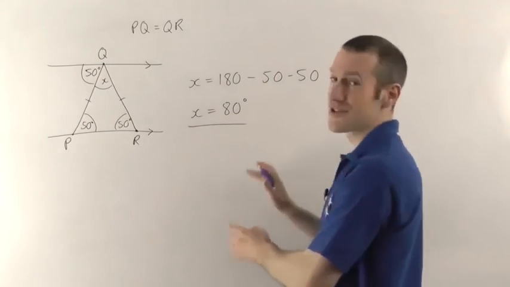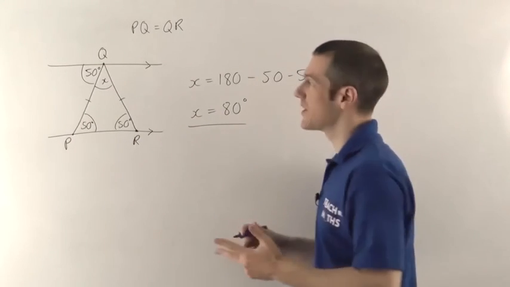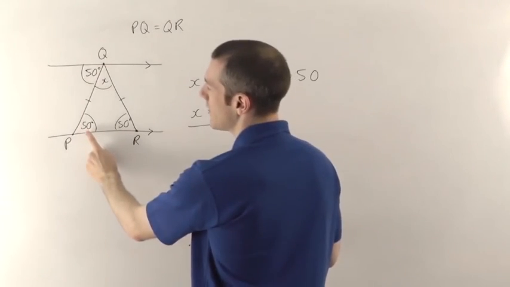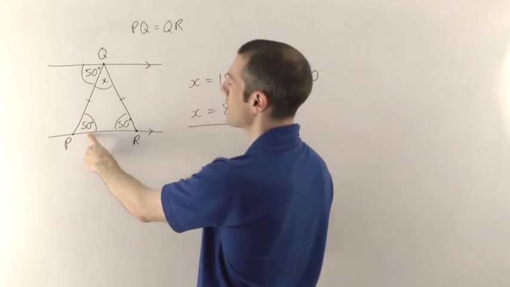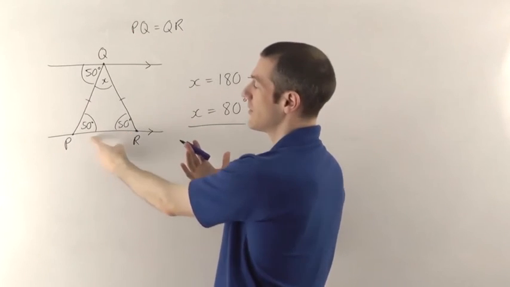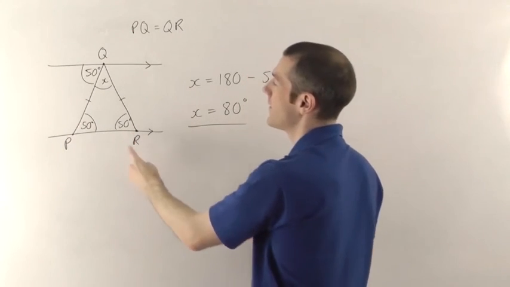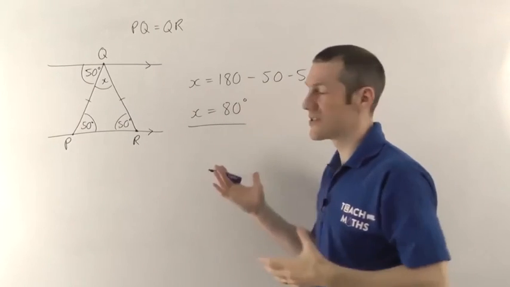I won't write out all the justification for this, but if you had to justify it, there's three steps here. So firstly, that's 50 degrees because it's alternate to that one. That's 50 degrees because angles in an isosceles triangle, those two are always the same. And finally, this is 80 degrees because angles in any kind of triangle always add up to 180.